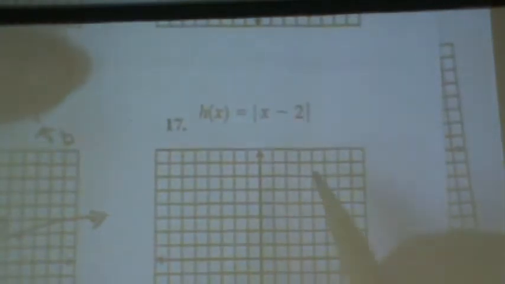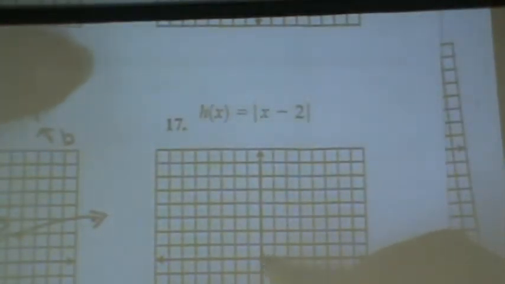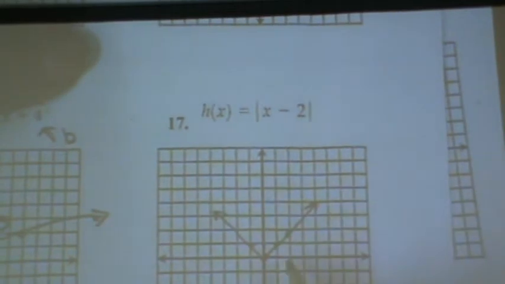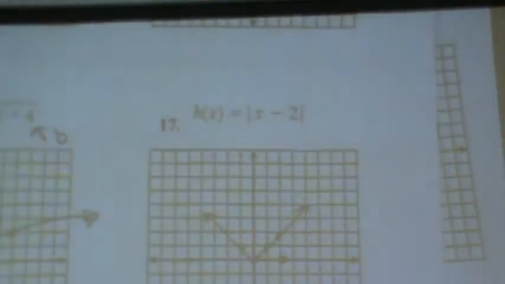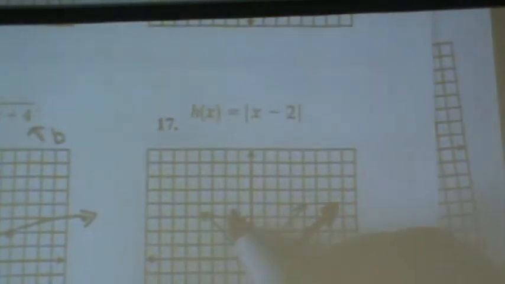And the last one is the absolute value function, which is this one. And that minus 2 means you're going to shift your graph 2 units right. So all of these points are shifted 2 units right. So you would now have this graph here and here.